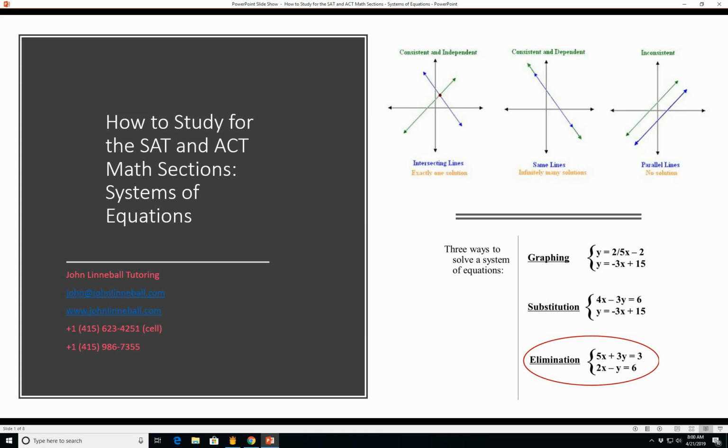Hi, this is John Linneball of John Linneball Tutoring, and this is How to Study for the SAT and ACT Math Section: Systems of Equations.